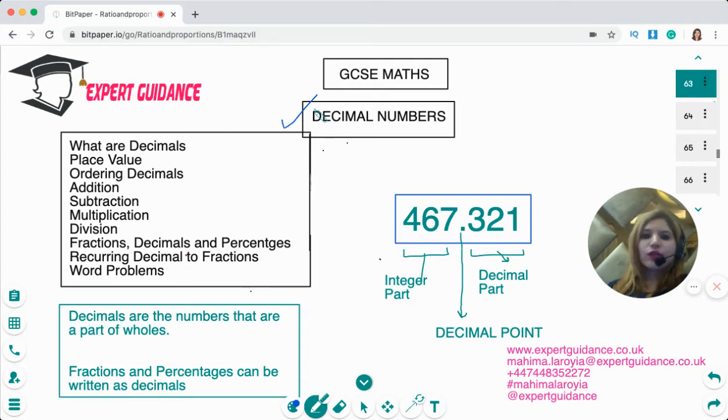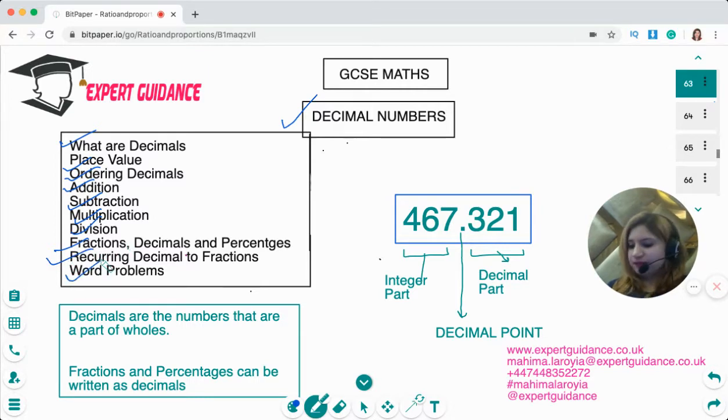Welcome to another important topic for your GCSE Maths, which is decimal numbers. In this video, we'll be looking over what decimal numbers are, how place value works in them, how you order decimals, how we add, subtract, multiply, and divide decimals, how you convert fractions, percentages, and decimals into each other, how to convert recurring decimals to fractions, and some word problems.